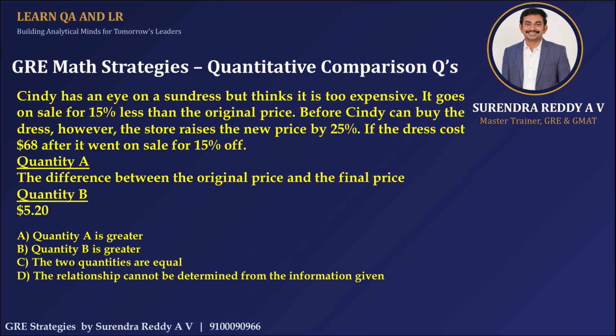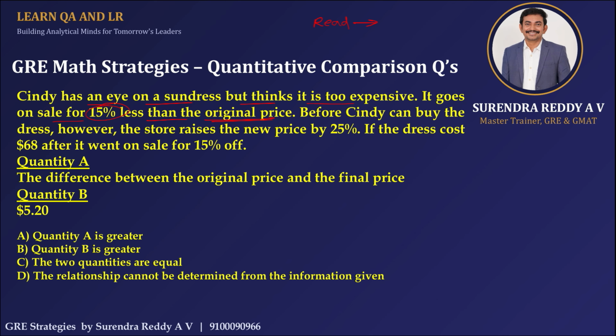Let's get started. One thing I wanted to say: read the question twice. Read the question, interpret it properly. Let's understand what it means. Cindy has an eye on the sundress but thinks it's too expensive. It goes on sale for 15% less than the original price. Before Cindy can buy the dress, however, the store raises the new price by 25%. If the dress cost $68 after it went on sale for 15% off, we are given two quantities. We need to compare which quantity is greater, or equal, or cannot be determined.